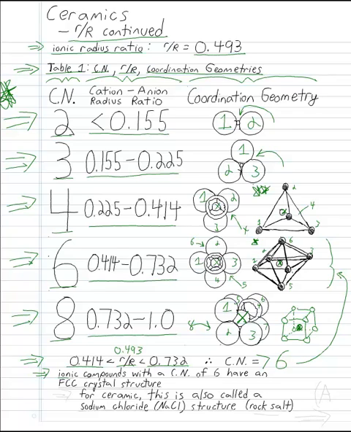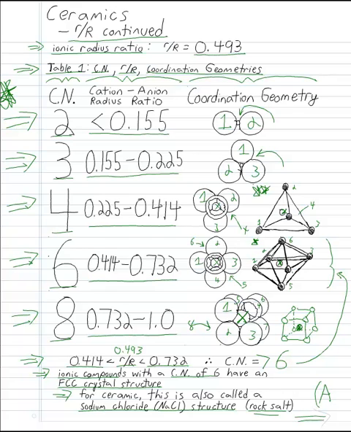We know that ionic compounds with a coordination number of 6 have an FCC crystal structure. For ceramics then, this structure is also called a sodium chloride structure or a rock salt structure. This gives us the second part of question A, which is the crystal structure of the nickel oxide.